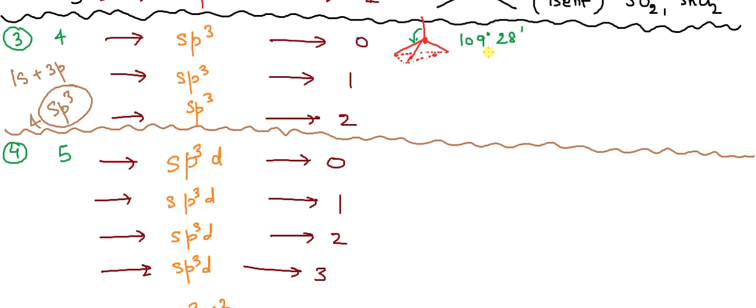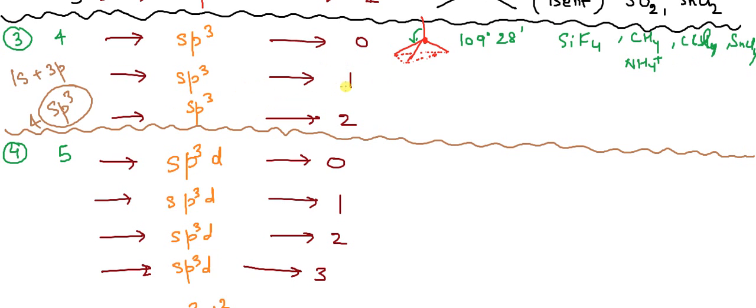These angles you'll have to remember. Okay, so this is the shape and this is the angle, and the example you can calculate for anyone. CH4, CCl4, SnCl4, and then NH4 plus is another example. Okay, let's go for another one.